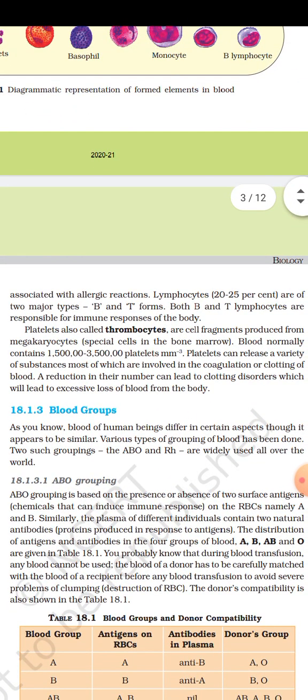Lymphocytes, 20 to 25%, are of two major types, B and T forms. Both B and T lymphocytes are responsible for immune response of the body.